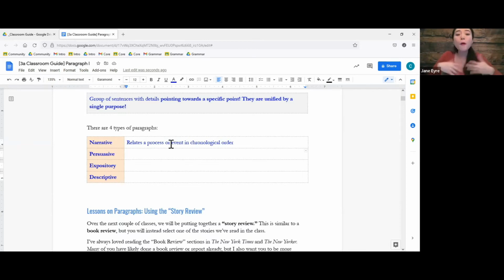Now, there's also persuasive. So that's when you are persuading your reader. You seek to change how the readers think or feel. And this is definitely the case with a book review or a story review. You're trying to persuade your reader whether they should read it or not read it and avoid it at all costs.